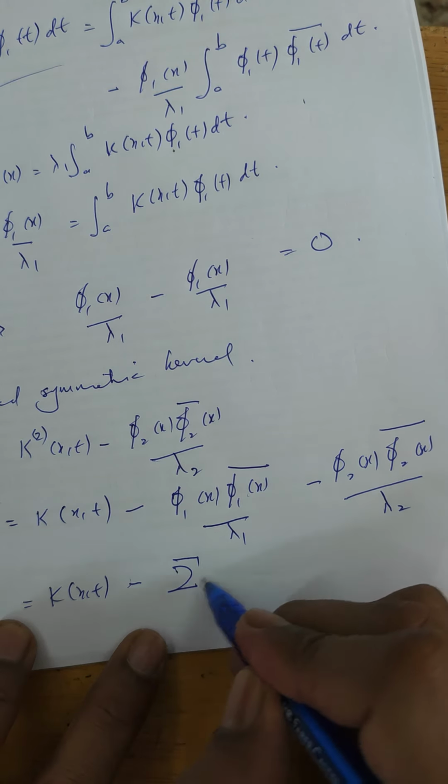So we have K(x,t) is equal to the summation from n equal to 1 to infinity of phi n(x) phi n bar over lambda n. So that's our first theorem.